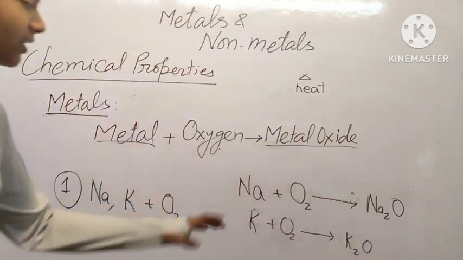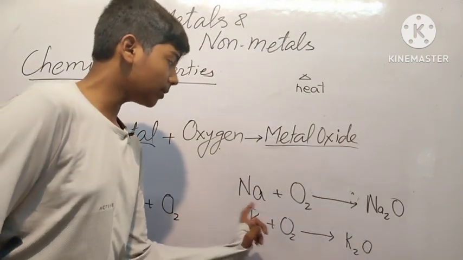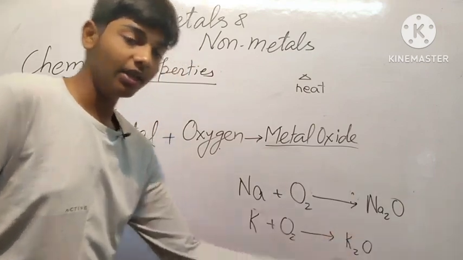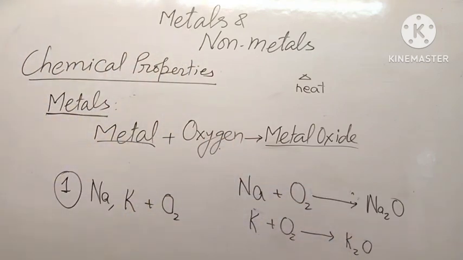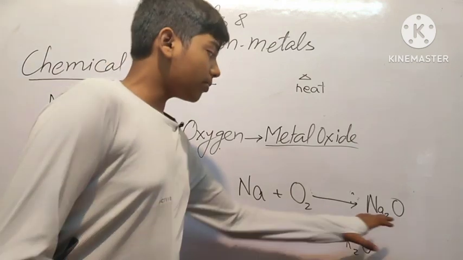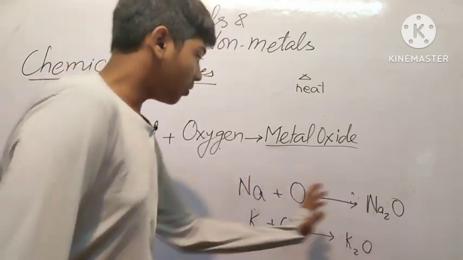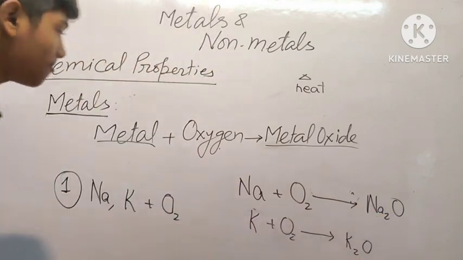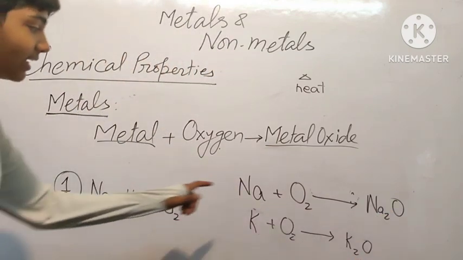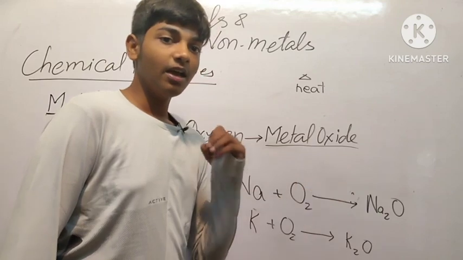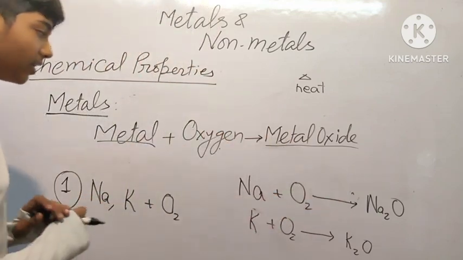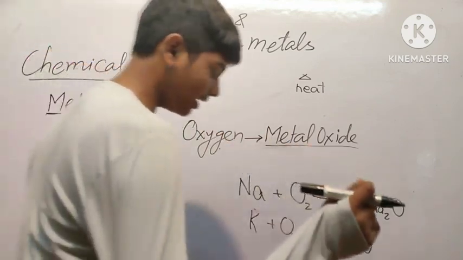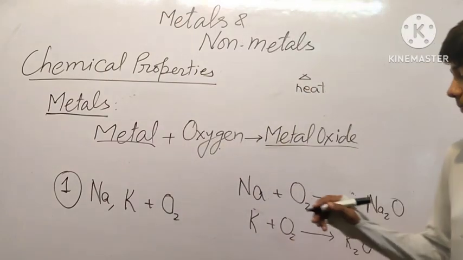So what is happening is that sodium and potassium are both reacting with oxygen at room temperature, and they are forming their respective oxides. Na forms Na2O and K forms K2O, sodium oxide and potassium oxide. The other thing is they react very vigorously. Vigorously means very strongly. They are very dangerous. Let's say that they react vigorously with oxygen.